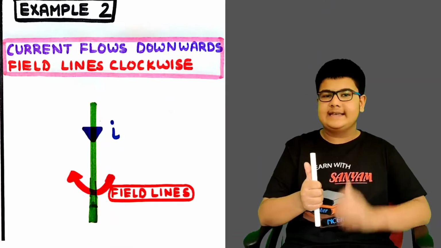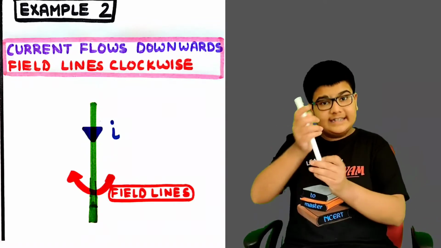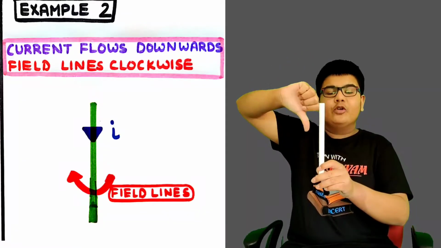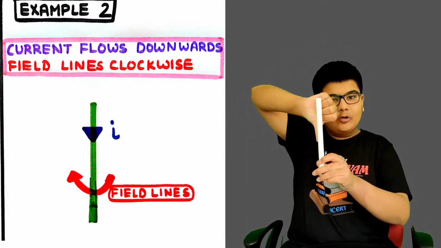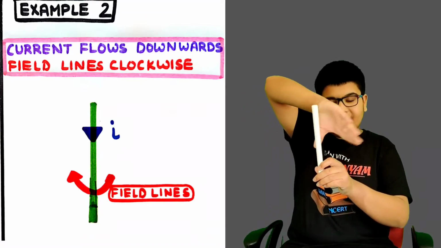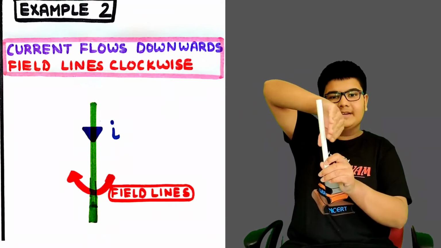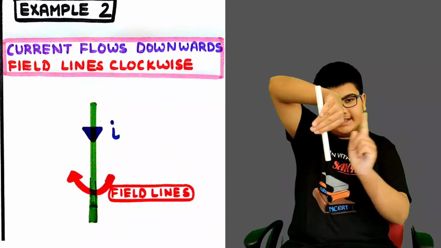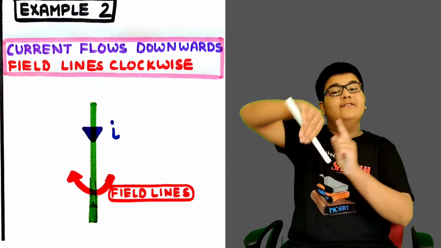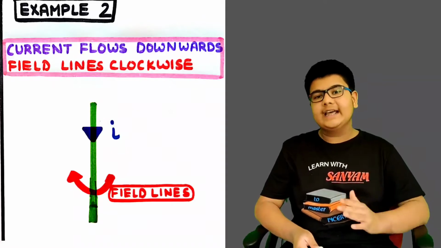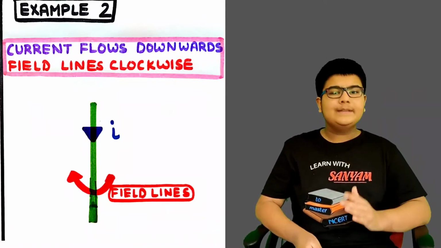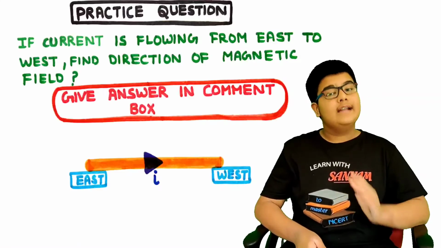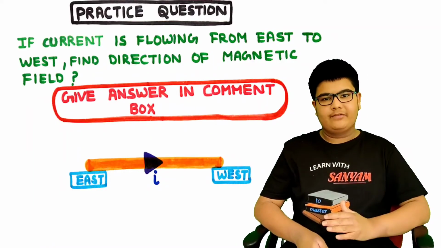Now, let's take another example. In this example, the current is flowing in the opposite direction, which means the current is flowing downwards. So, therefore, I will take my right hand's thumb in the downward direction. And then when I curl my fingers around the conductor, you can see that the direction is clockwise. Therefore, when current flows downwards, the field lines will be formed clockwise. So I hope that with the help of these examples, you are clear with the application of right hand thumb rule. Now, I am giving you a question to try it yourself.